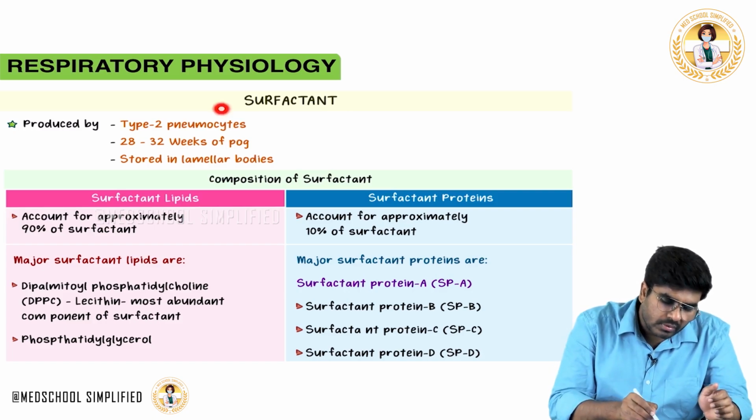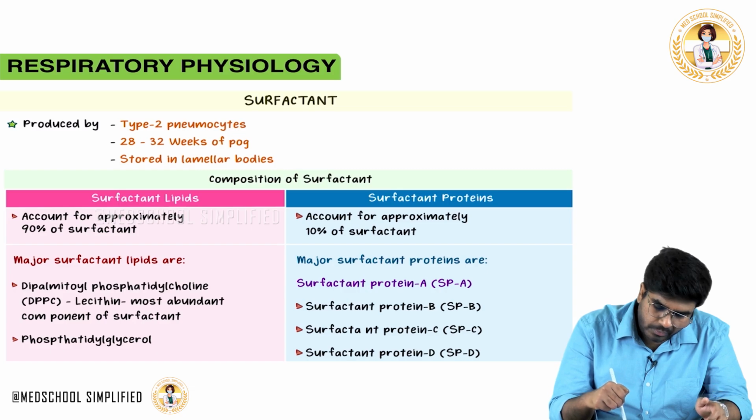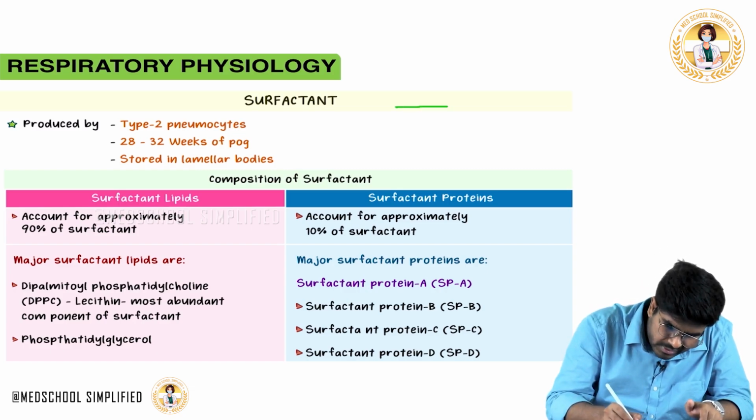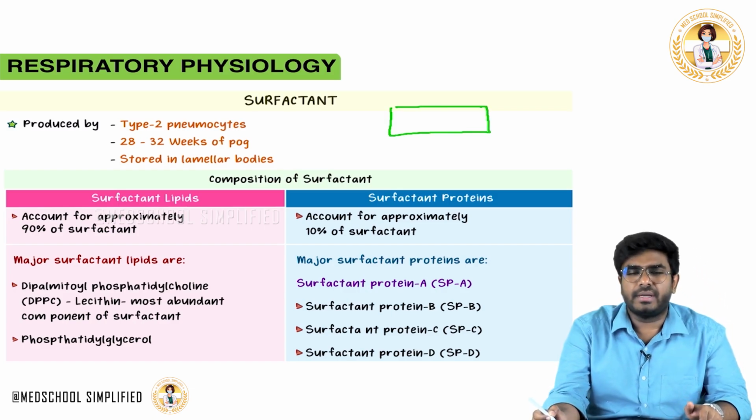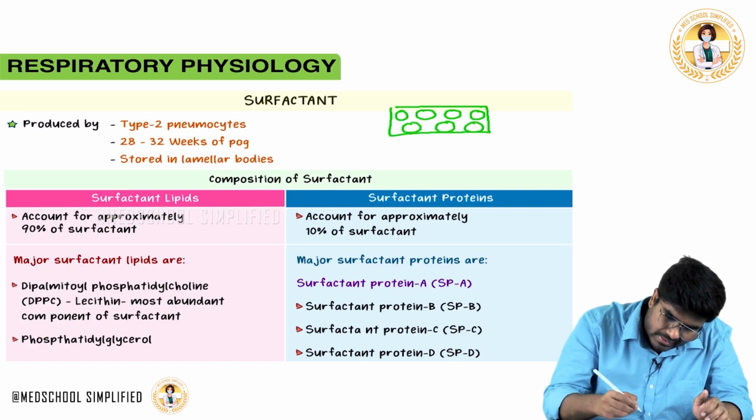Now, the surfactant is stored in lamellar bodies. Let me show you. This is the type 2 pneumocyte which is lining the alveolus. Inside this type 2 pneumocyte there are these lamellar bodies, or vesicles. Inside these vesicles, surfactant molecules are present. These vesicles are called lamellar bodies.